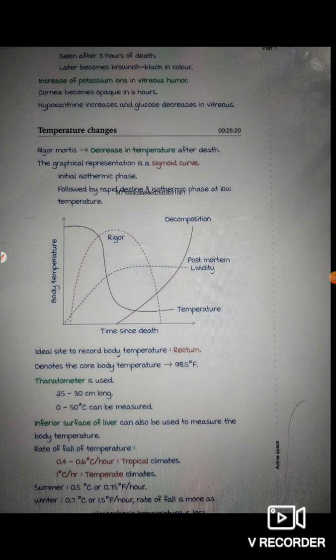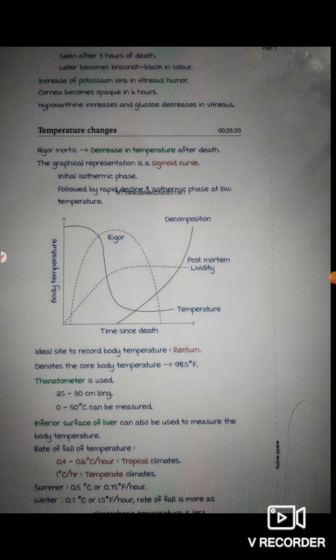So what is the ideal site to record body temperature? It is the rectum. Core body temperature is 98.5 degrees Fahrenheit. A thermometer is used. The thermometer is 25 to 30 centimeters long, and 0 to 50 degrees Celsius can be measured. The inferior surface of the liver can also be used to measure body temperature.